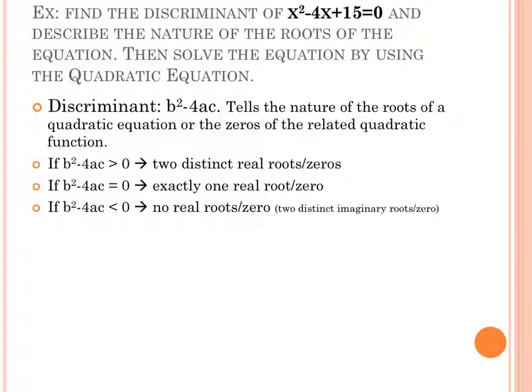So this is where we're tying into a little bit of that 4-1, that previous lesson we just learned. It then says solve the equation by using the quadratic equation. So here are three things that we need to think about when we first find our discriminant. We'll have b squared minus 4ac is greater than 0, b squared minus 4ac equals 0, and b squared minus 4ac is less than 0.